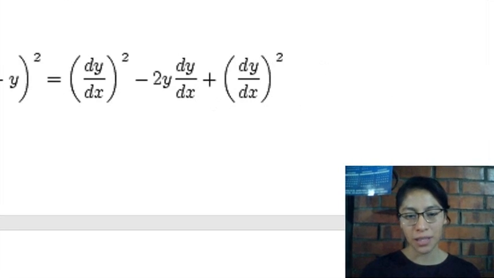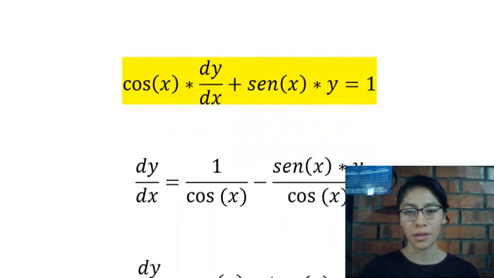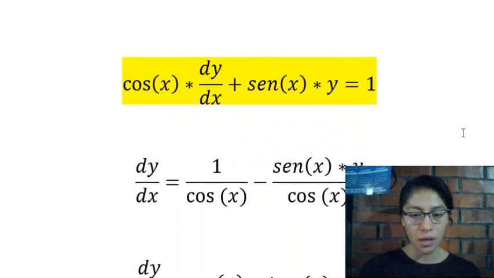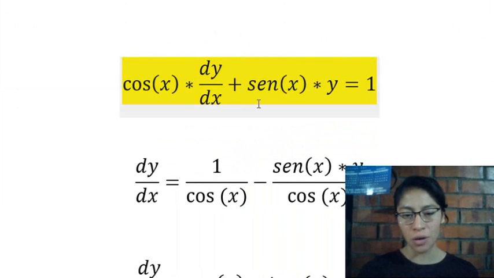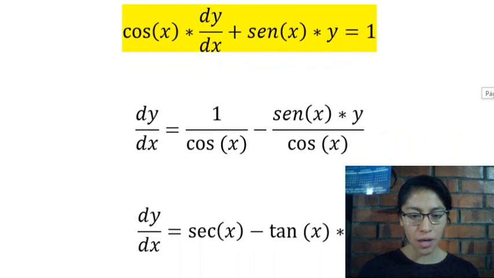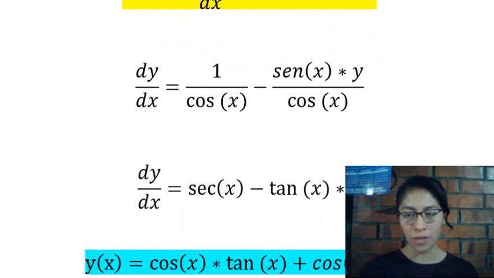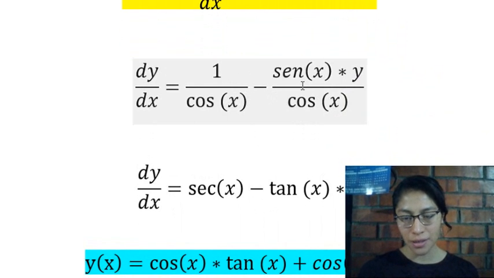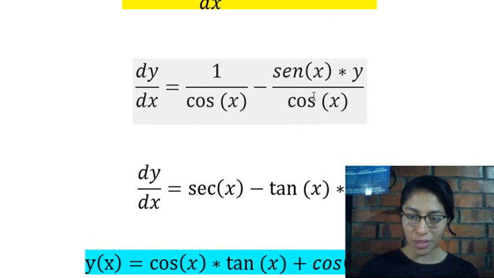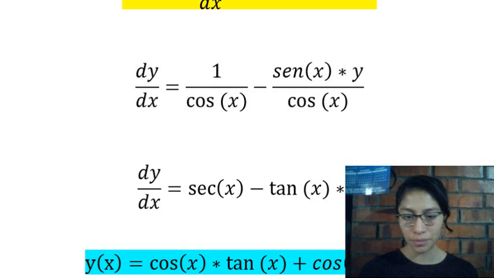Well, we'll start with the example. The one we're going to present is the next one: cosine of x times dy/dx plus sine of x times y is equal to 1. Clearing the equation for dy/dx, we obtain dy/dx is equal to 1 over cosine of x, minus sine of x over cosine of x times y.